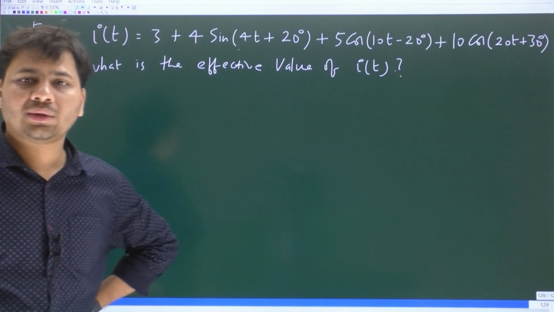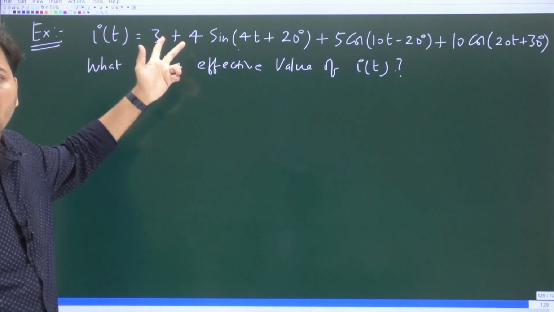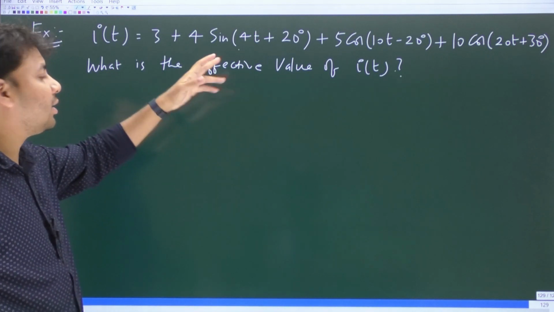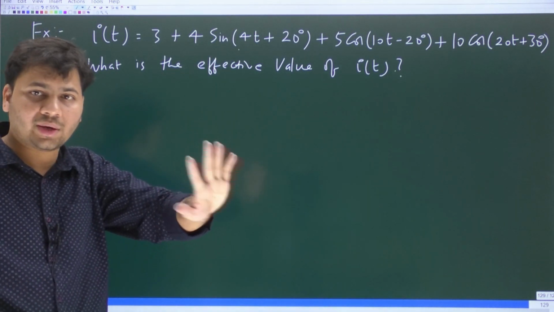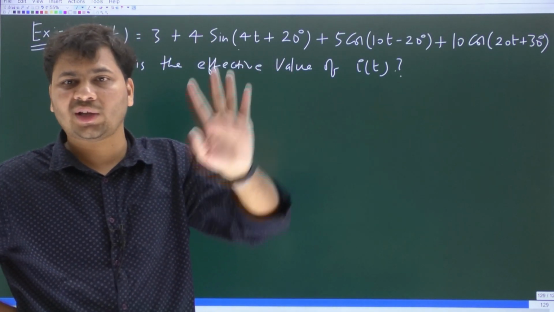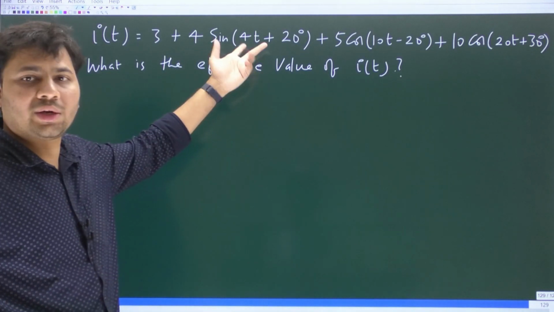Can't you find the RMS value of each and every component? Yes. For the first component 3, RMS is 3 itself. DC is same as RMS. That is only for DC. So if you have a DC quantity, then its RMS value is also the same as the value of the DC quantity.